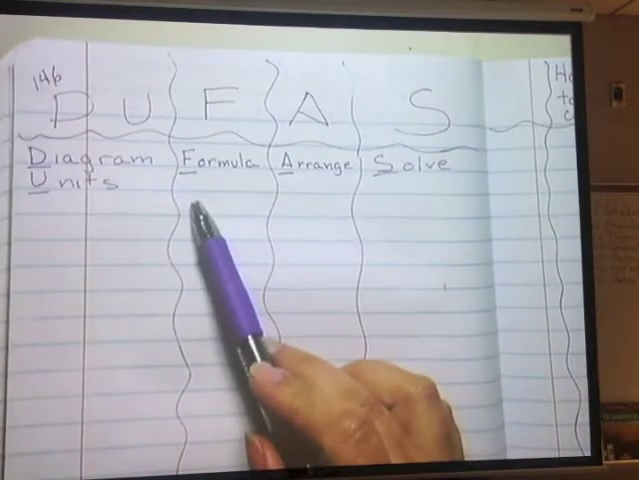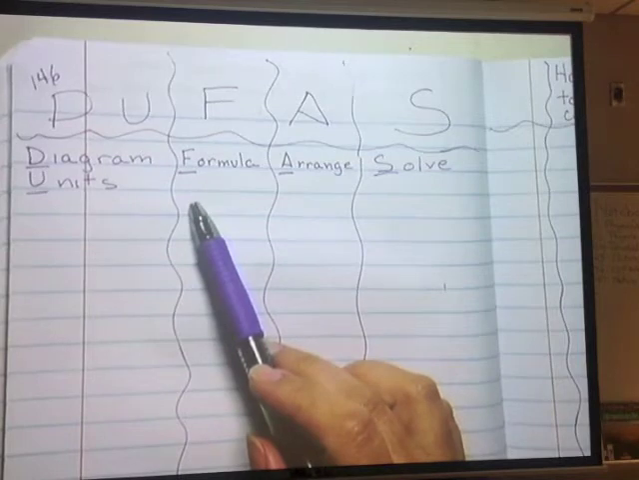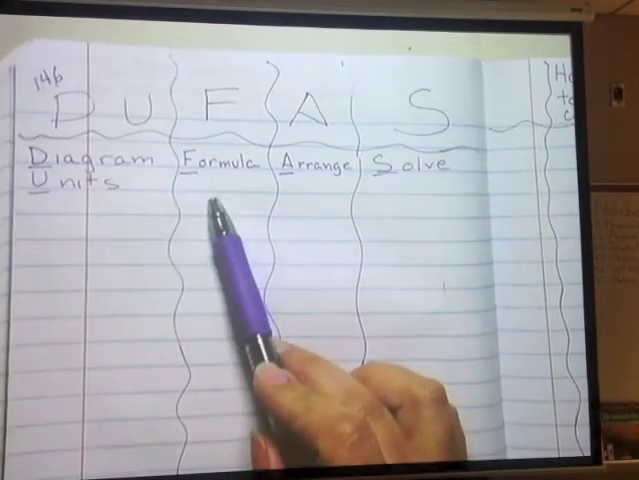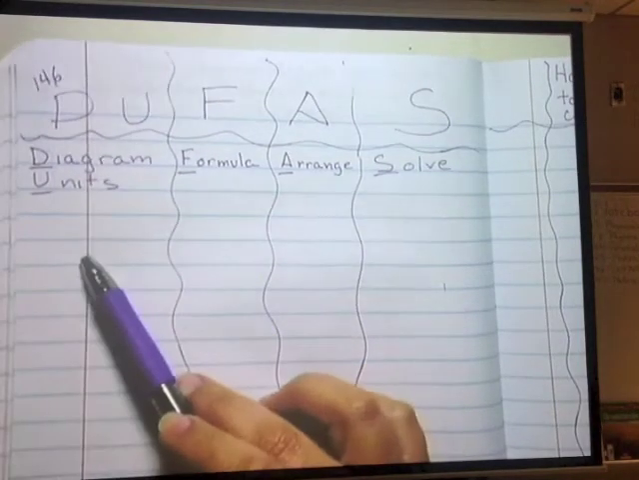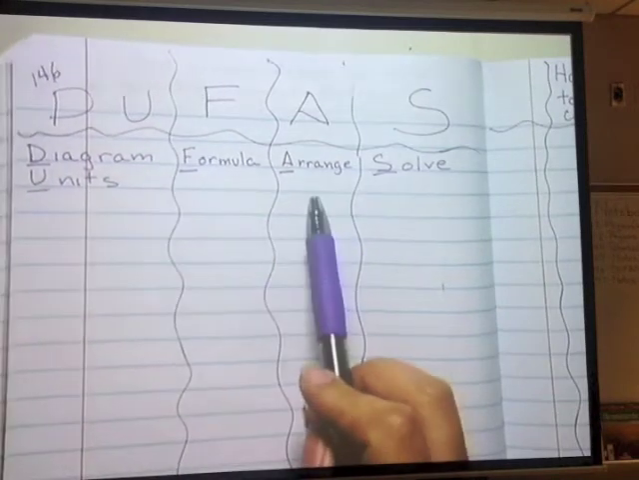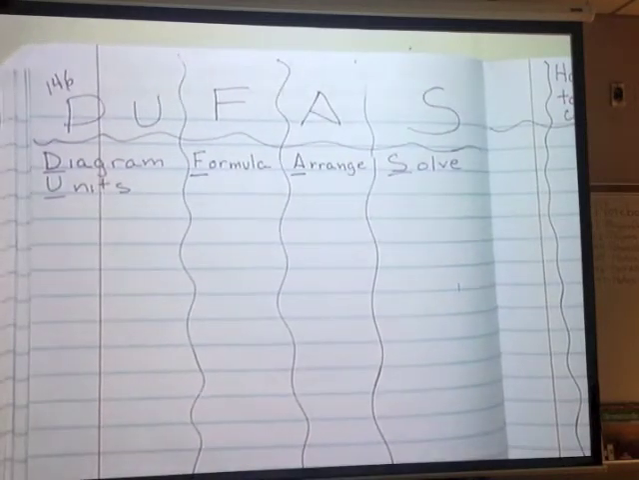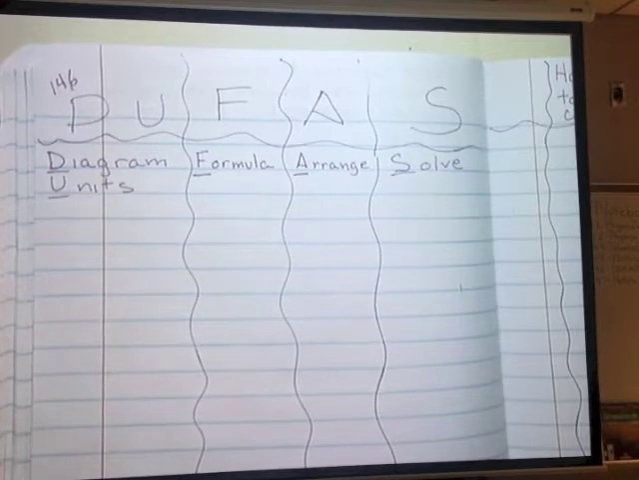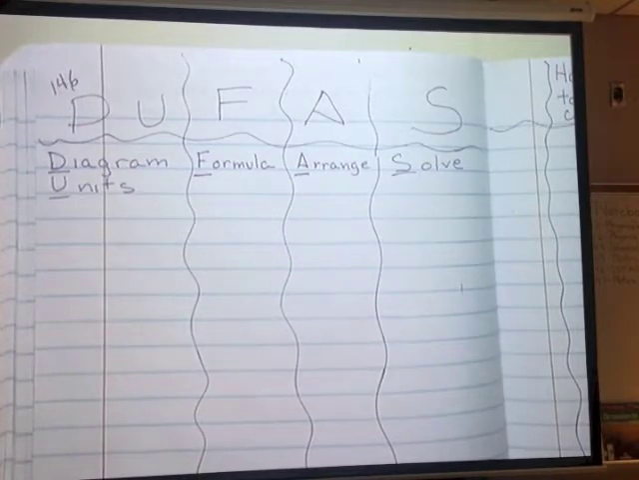F is formula, so what formula will you be using? What's going to help you decide the formula is looking at what units you have. A is for arrange. Sometimes we need to rearrange the formula to find what we're actually looking for. And S is for solve. So, if we look at our first question.